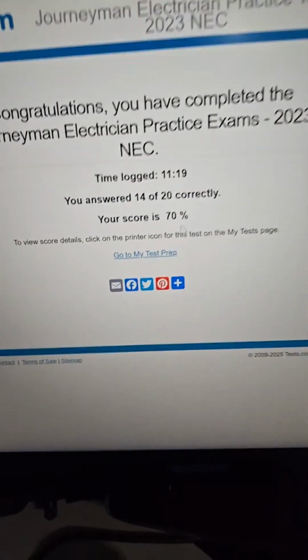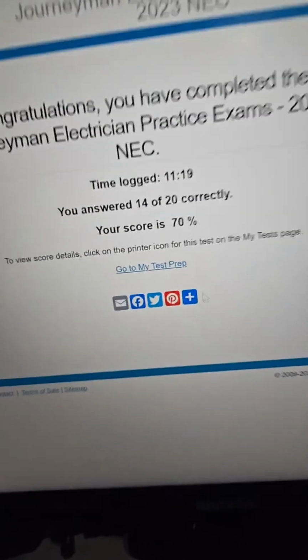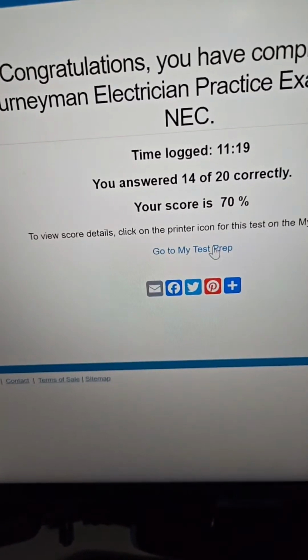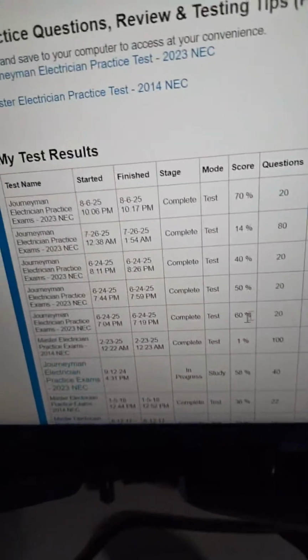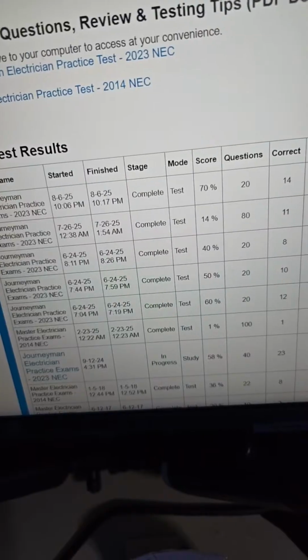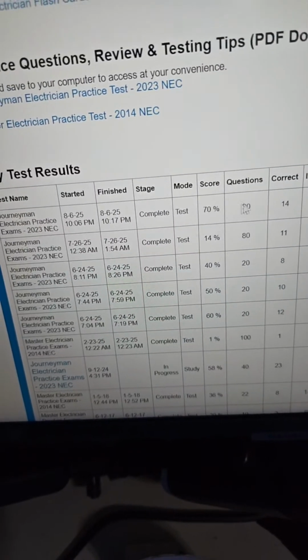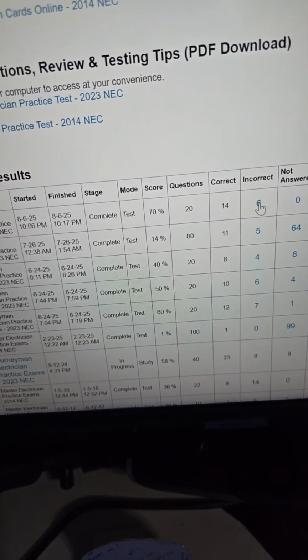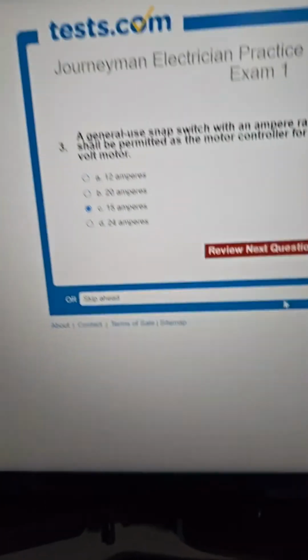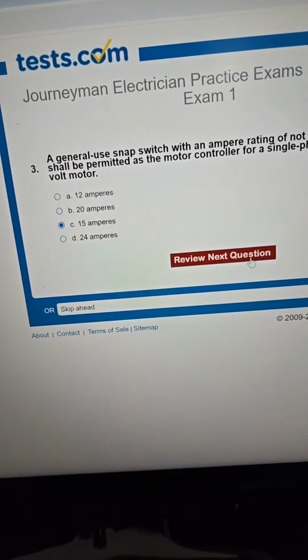What did we get? We got 70%, dude. We passed, based on what the requirements are for a test. Let's see what we got wrong, what we knew we got wrong, and how we did. We just did 20 questions in 20 minutes. Actually, we did 20 questions in about 16 minutes. We didn't have the code book in front of us, so not too worried about that.